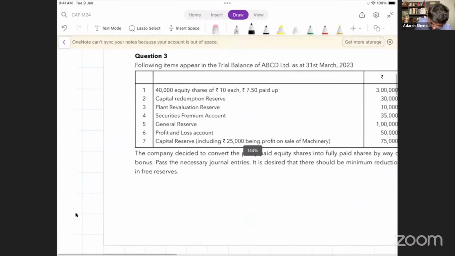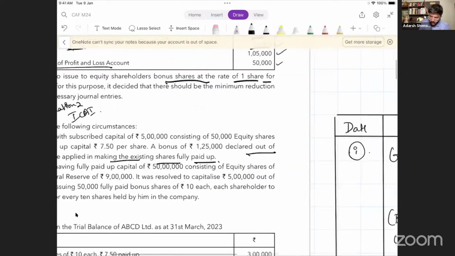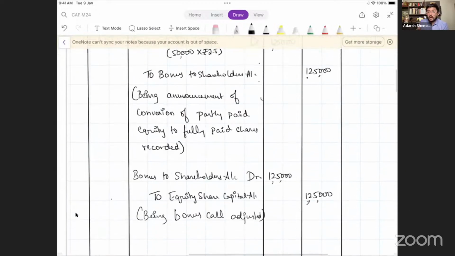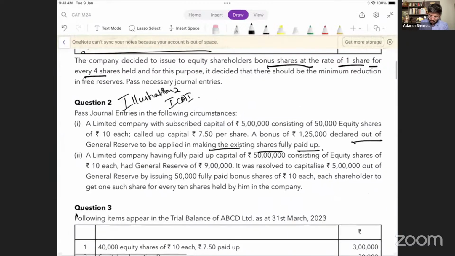Second question. Can I read the second one? Under the second question, sub question two. I hope we're done. Are we done? Are you all there or am I talking to myself? Are you all listening? Yes.